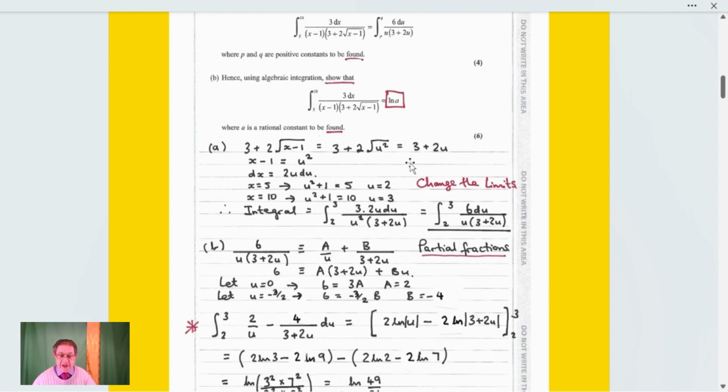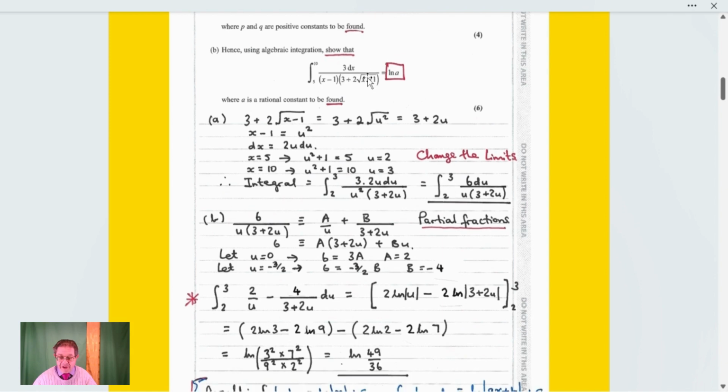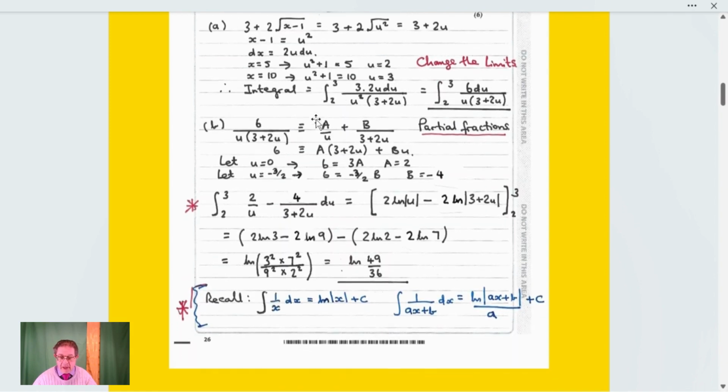The second part of the question says, hence, using algebraic integration, show that. Hence means use the previous part. Algebraic integration means we're not looking for a calculator numerical answer, and show that means we're still looking for clear details. Now we're integrating a fraction.